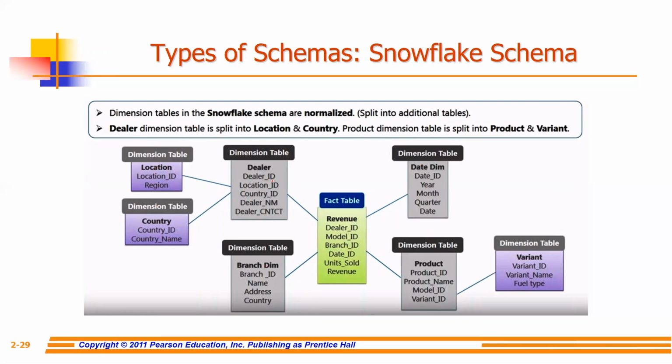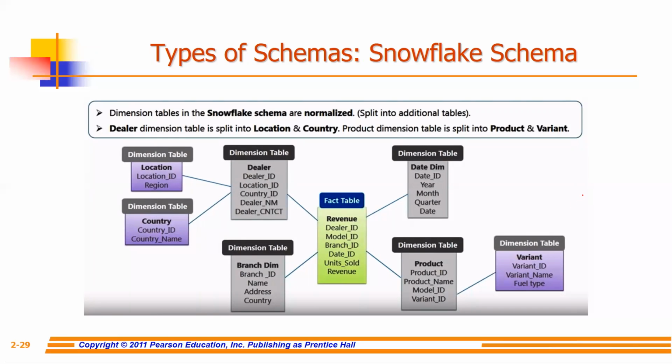So in a snowflake schema, the dealer information is split into another one, which is the location of the dealer. This dimension is further subdivided into another table, which is the dealer location dimension, and the country dimension is also represented in a separate table. So if a fact table is there and the information in the dimension table is further subdivided into different sub dimensions, this type of schema is known as a snowflake schema.